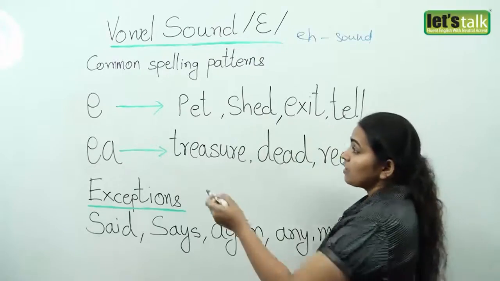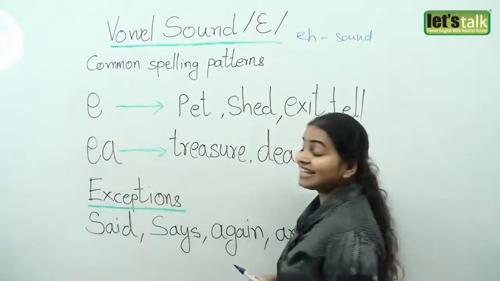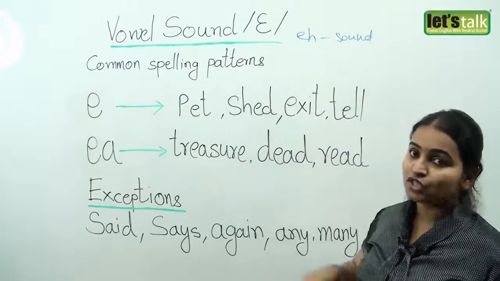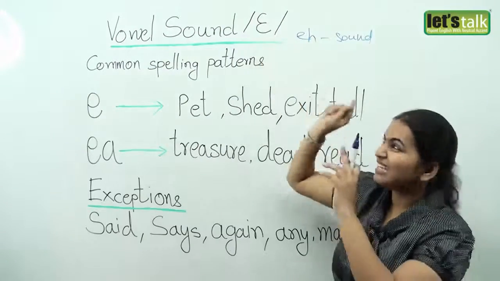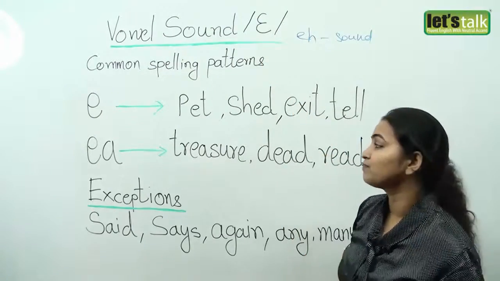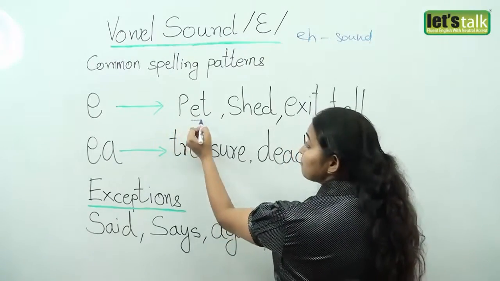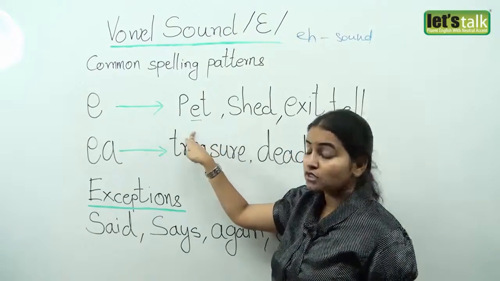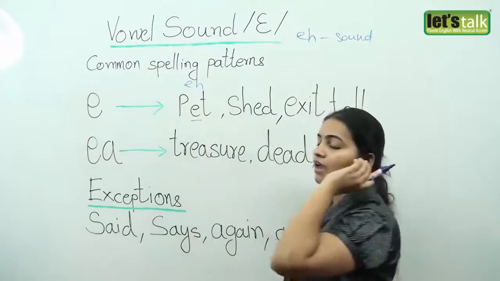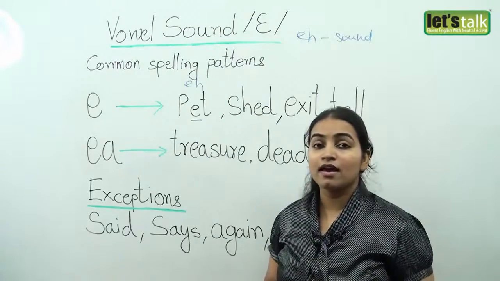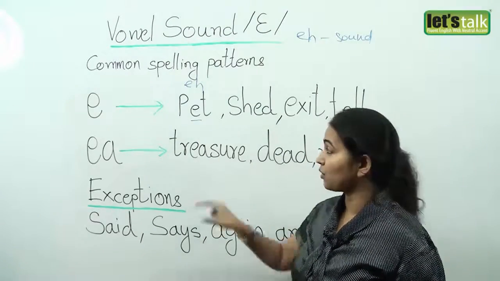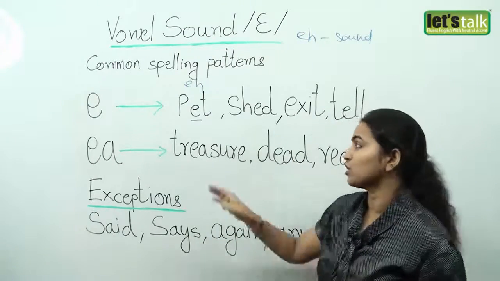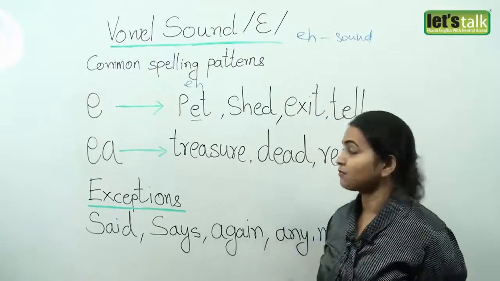The first one, whenever a word has an E, mostly it gives you the short E sound, symbolizing this, the E alphabet, just to help you remember. For example, you have a pet. The E in this word gives you the short E sound. So I say pet. It's a short E sound. It's not a long E, it's a short E. So it's a pet.